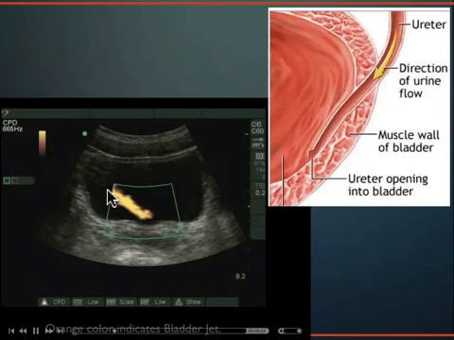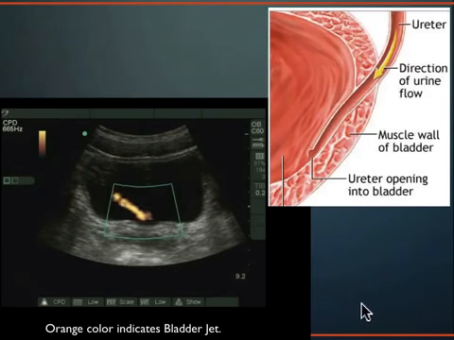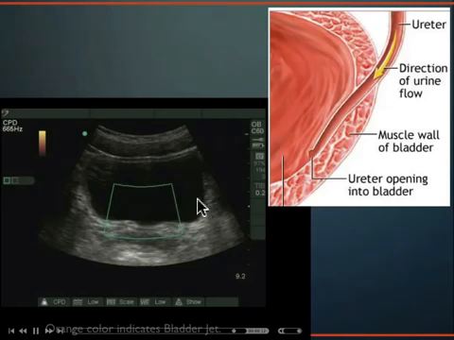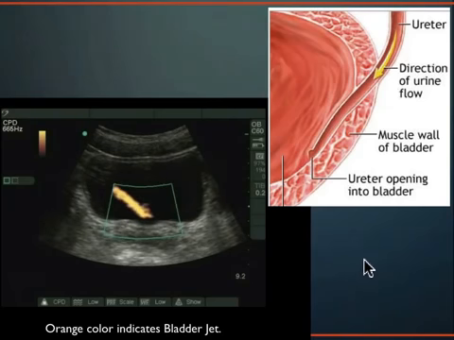So here we see on power flow Doppler, the jet of the left ureter is firing into the bladder. You can see it. Here's the left ureter diagram here. It came into the back of the bladder of the trigone, gave it a good fire. Then we just saw the right one fire. And there goes the left one again.